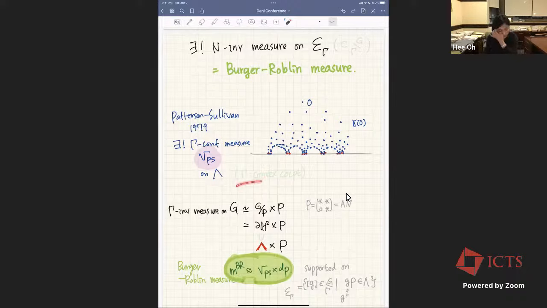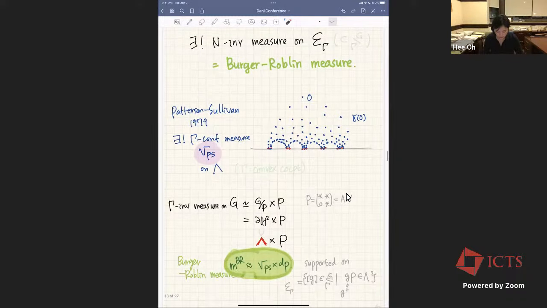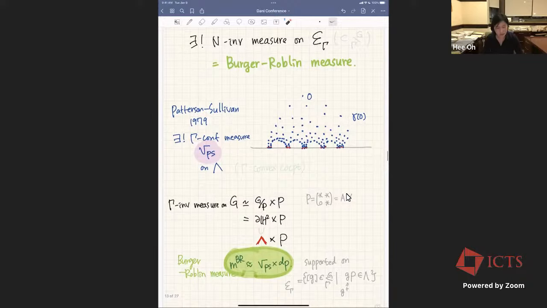And that requires the assumption that gamma is convex cocompact. This uniqueness requires gamma is convex cocompact. And now the Burger-Roblin measure is a kind of product measure. So we can think of G as the measurable product of G mod P times P, where P is this upper triangular subgroup. Okay. So now for P, we also included the diagonals.